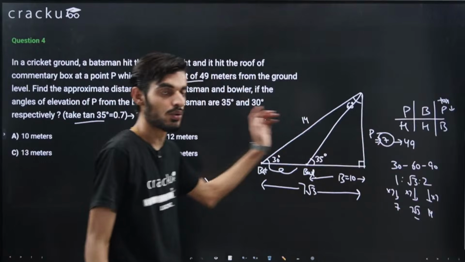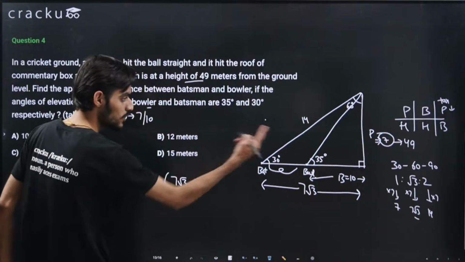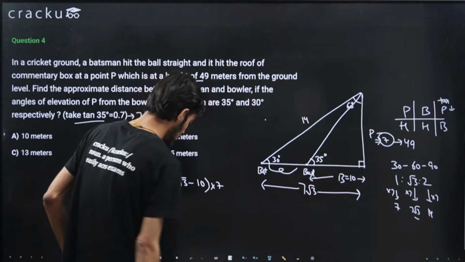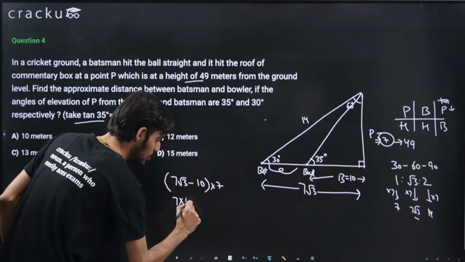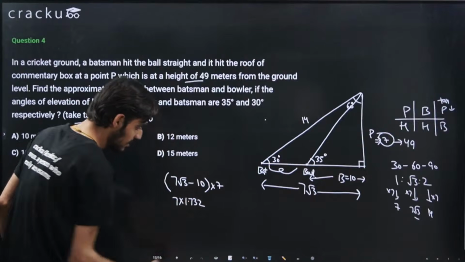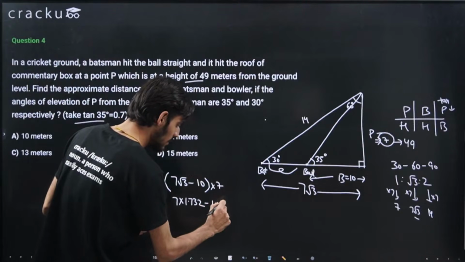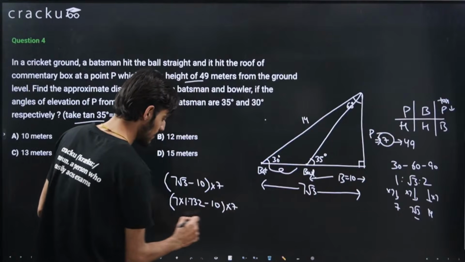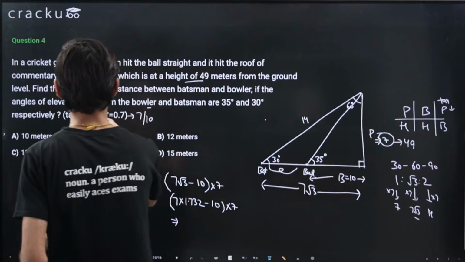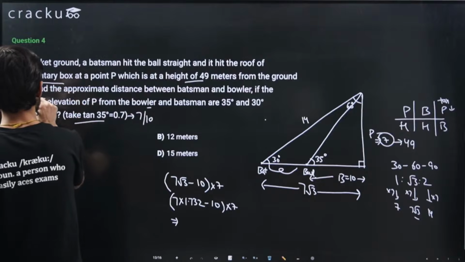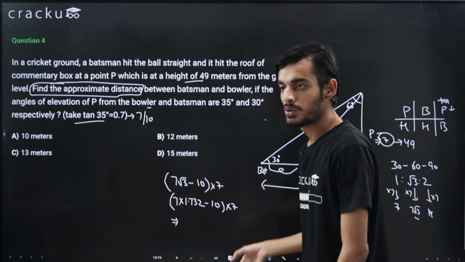But the actual values according to the question is that 7 is representing 49, so to get to the actual values, we need to just multiply this term by 7. After this, I think you can do just the basic calculations. So 7 into 1.732, the value of root 3, minus 10, multiplied by 7. Because we are not getting integer answers, we are asked to calculate the approximate distance, so we can use the calculator to do the remaining calculations.